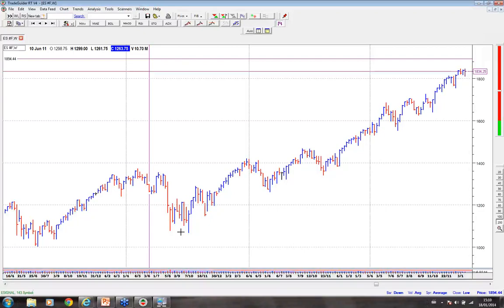So let's look at this chart. This is the weekly chart using the Trade Guider V4 program, which I use. We have two software versions of our main core software, Trade Guider Real Time and Trade Guider End of Day.